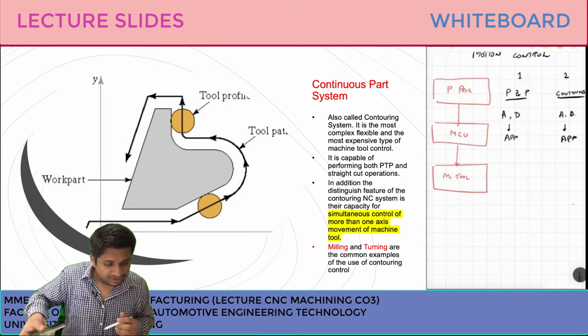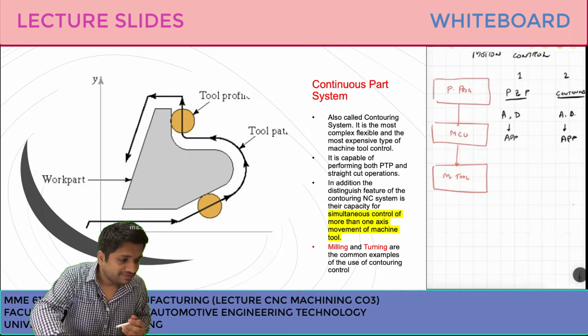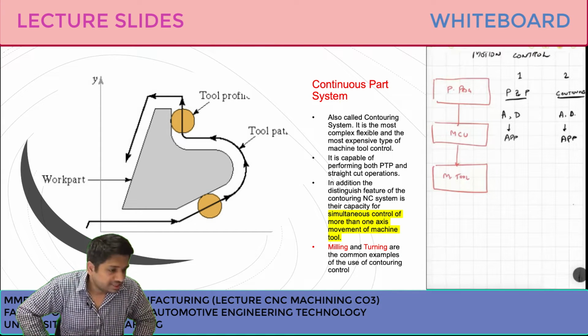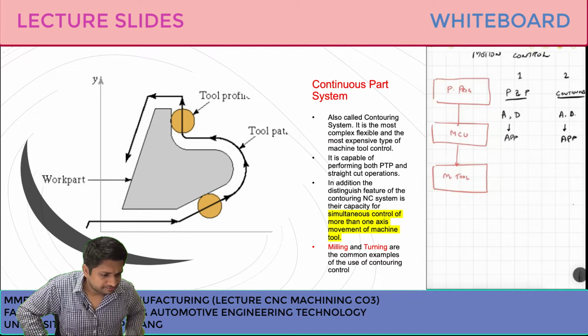So this is basically the main difference between P2P and continuous machining systems, or control systems, sorry, motion control systems.